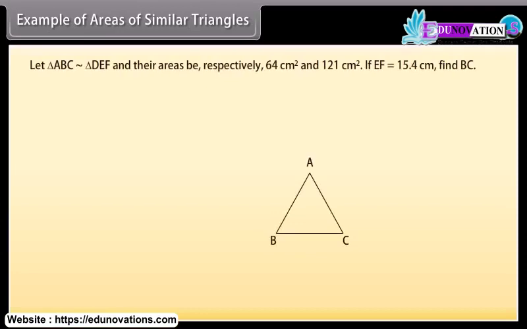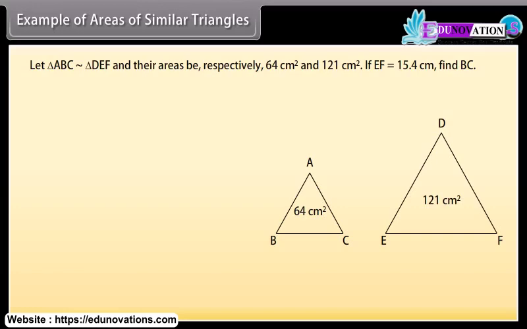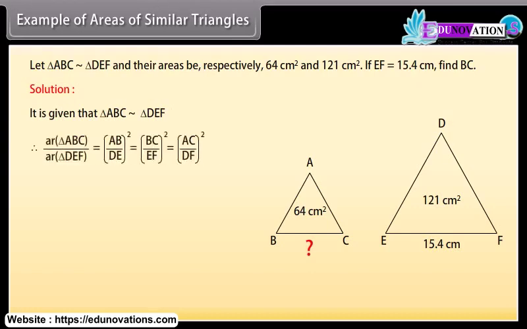Example. Triangle ABC is similar to triangle DEF and their areas are respectively 64 cm square and 121 cm square. If EF is 15.4 cm, find BC. Solution. It is given that triangle ABC is similar to triangle DEF. Therefore, area of triangle ABC upon area of triangle DEF equals AB upon DE whole square equals BC upon EF whole square equals AC upon DF whole square.